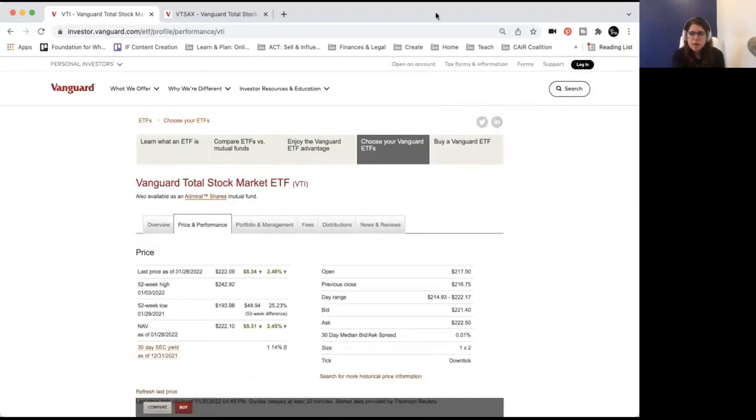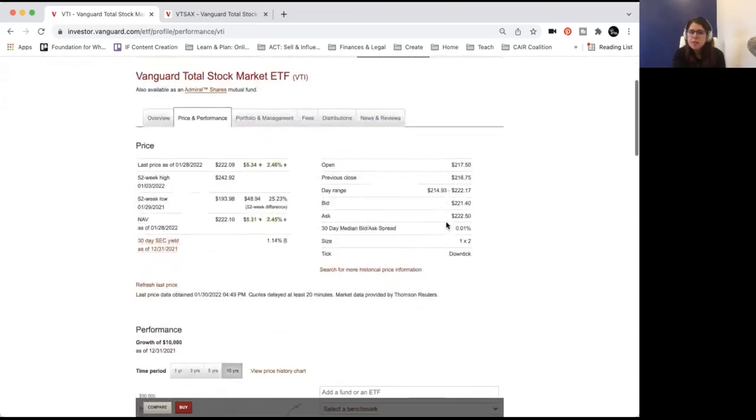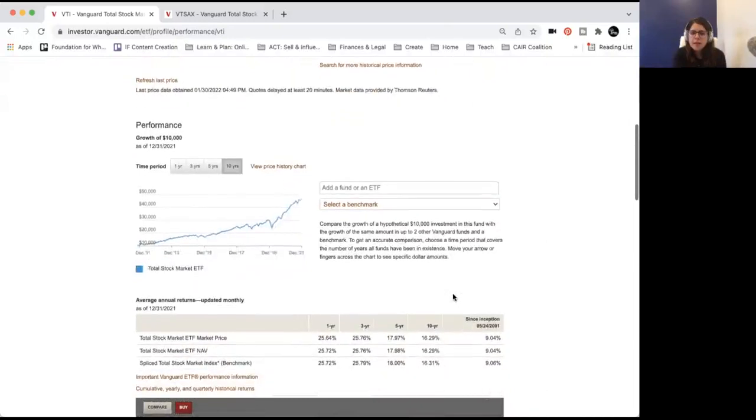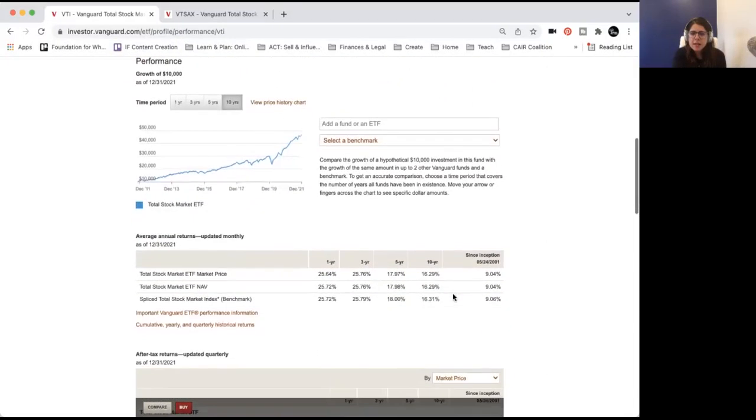So you go to the tab right here, price and performance, wait for it to load. And then there's a whole bunch of data that you can look at to see their performance. The most relevant thing I like to look at is down here, the average annual returns, looking at how it's performed over 10 years and how it's performed since inception, since it was started. So if we look at 10 years, the average performance here for this fund has been about 16%.